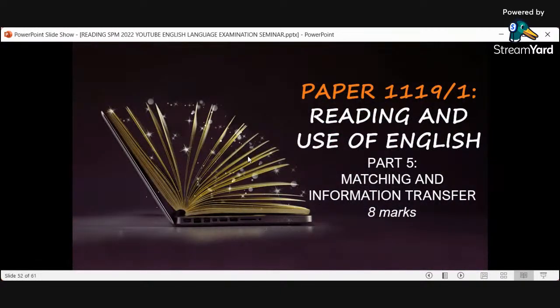Right, let's look at the last part, part 5. Matching and information transfer, 8 marks. This is the only part of the paper where you have to write your answers, the words. You don't shade answer A, B, C, D, or A, B, C, D, E, F, G, H for part 4. Okay.